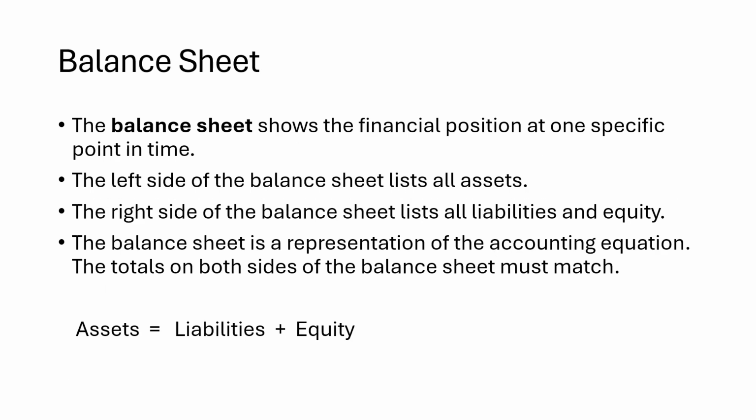The balance sheet shows the financial position of a company at one specific point in time. So the income statement, for example, shows the income and expenses for a whole period, whether that's a whole month, quarter, or year. Whereas with the balance sheet, it is as of one day, one specific point in time. You can look and see a company's assets, liabilities, and equity. And that's essentially what the balance sheet is: a report representation of the accounting equation. So it lists all the assets on one side and then all the liabilities and equity on the other side.